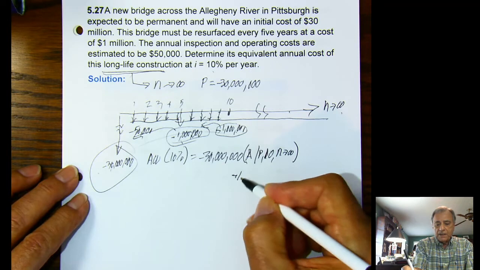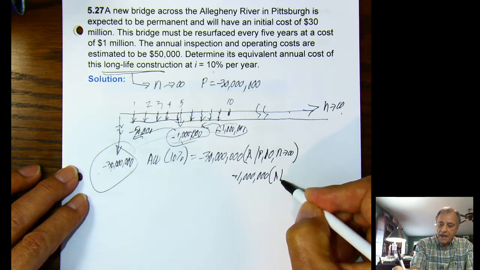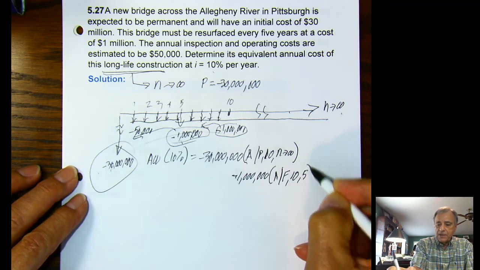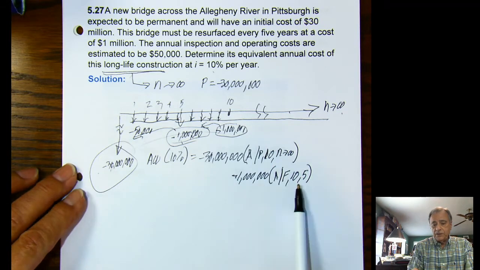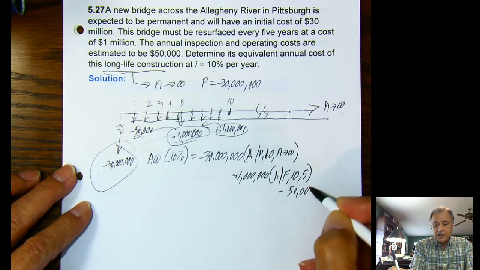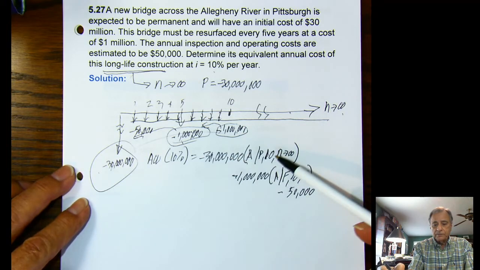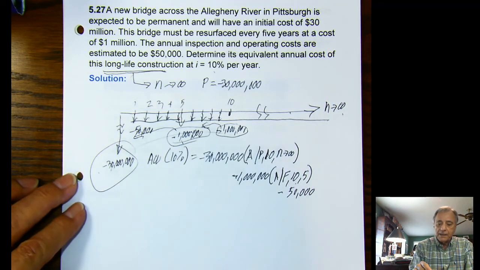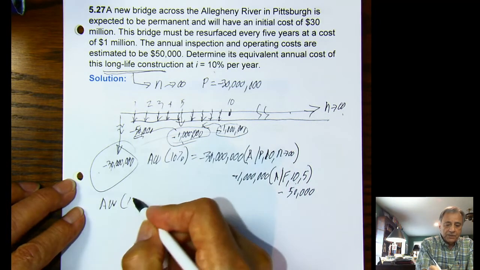So this is minus 1 million A given F at 10% for 5 years, and that continues on forever. So that's going to produce an infinite uniform series, and then you also have the minus 50,000, which is an infinite uniform series by itself. These now, this is per year forever. This is per year forever. This is per year forever, so to speak. And then so that is the thing we're looking for at 10%.